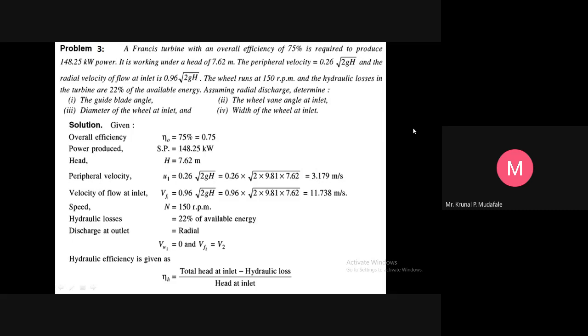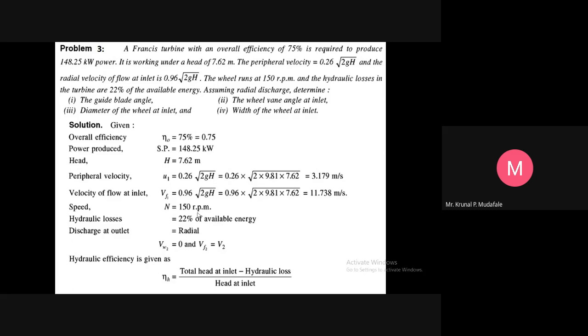After that, the wheel runs at 150 rpm. So the speed of the wheel is given, that is revolutions per minute, 150 rpm. And the hydraulic losses in the turbine are 22% of the available energy. So in this numerical it uses the losses. Whenever these losses are available, that means your condition is now the actual condition.